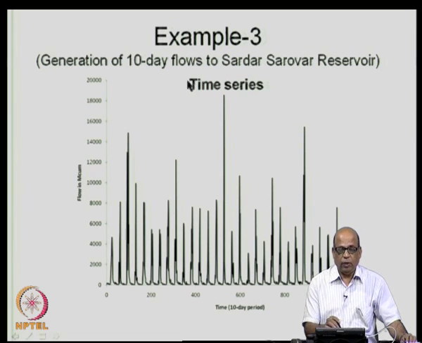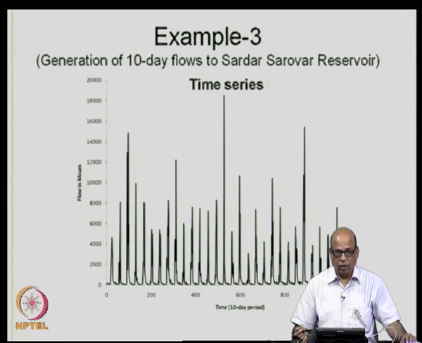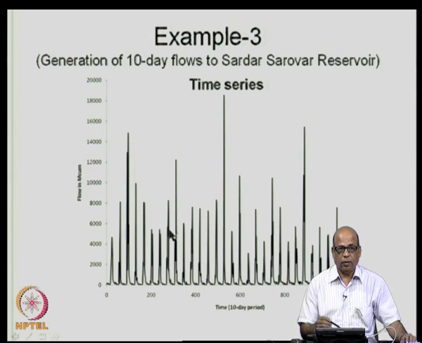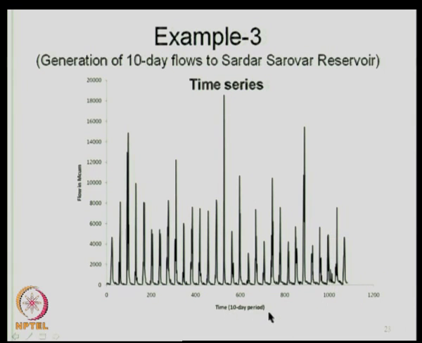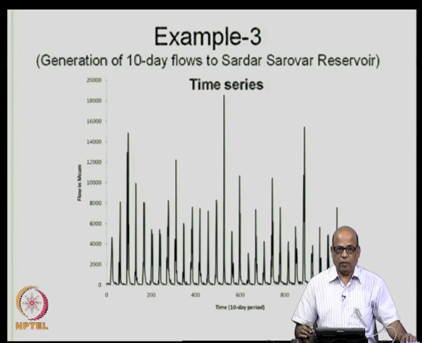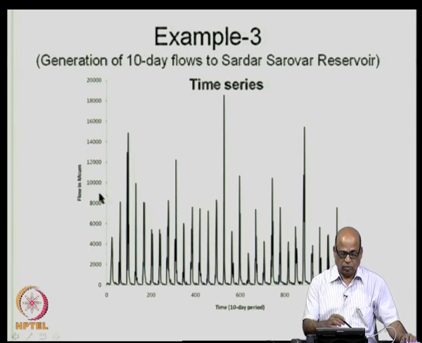Often it has been used successfully for 10-day flows, and we demonstrate one such example here, 10-day flows to Sardar Sarovar reservoir in India. Now, this is the data. This data is available for fairly long time. This is a 10-day time period. So, what we do is a year is divided into 36 time intervals during a year. Like in the case of monthly time period, you had 12 intervals, you have 36 time intervals during a year, and this shows the flow in million cubic meters. So, this is just the time series plot.